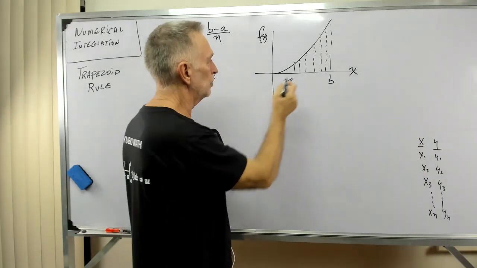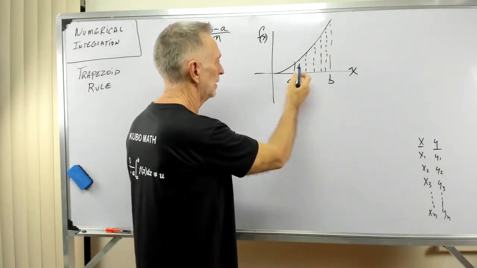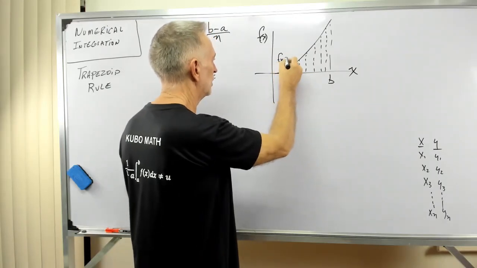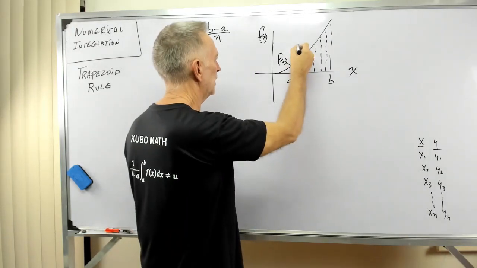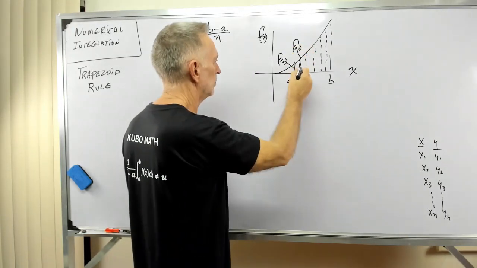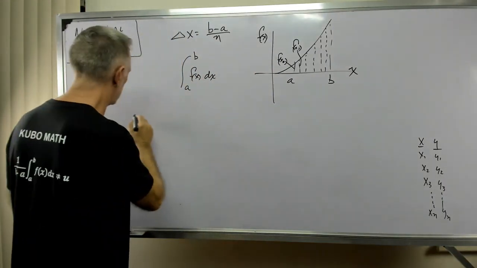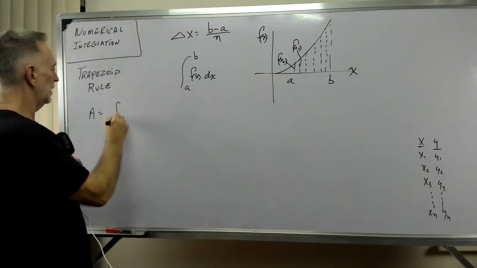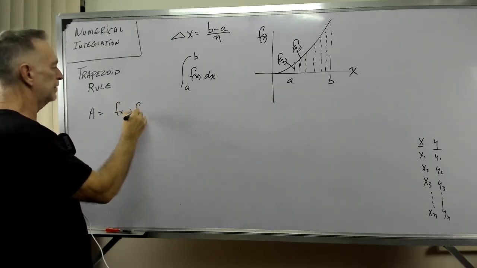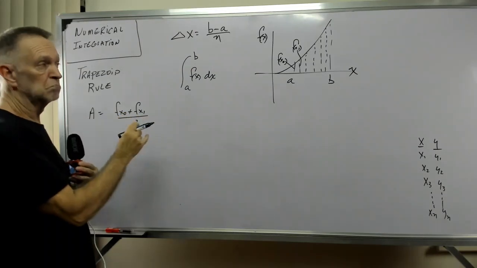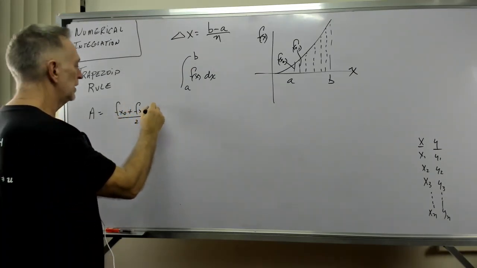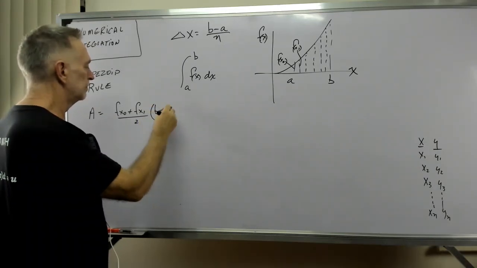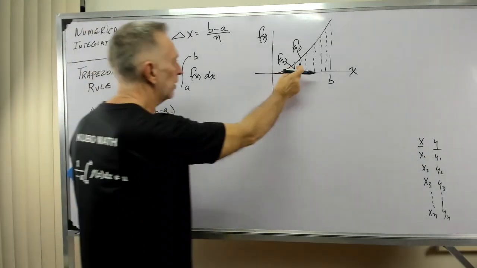But I can do better than that. Let this little section right here be f of x sub 0, and this one be f of x sub 1. Then my area is f of x sub 0 plus f of x sub 1 over 2, so I get some average of that, times delta x, which is b minus a over n. That's the area of that first block.